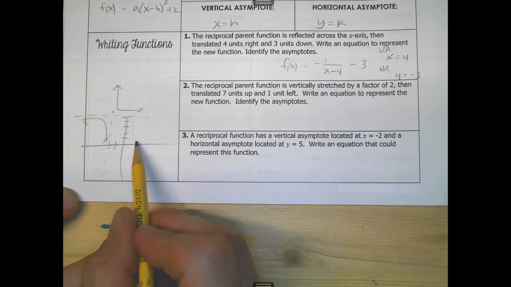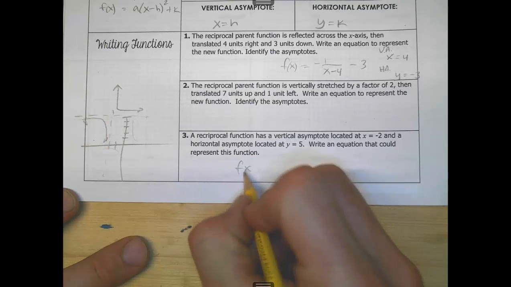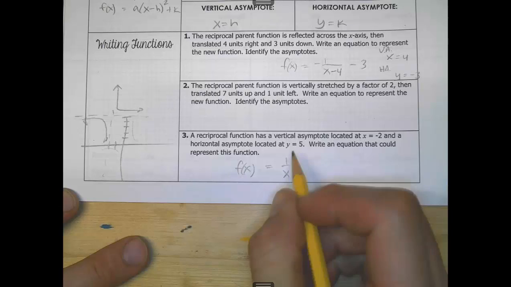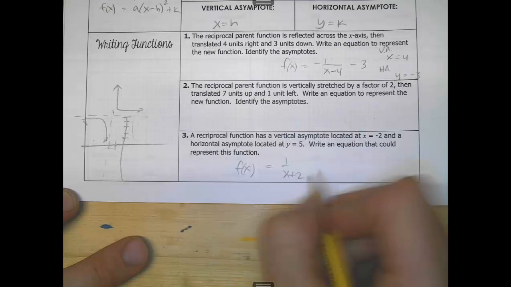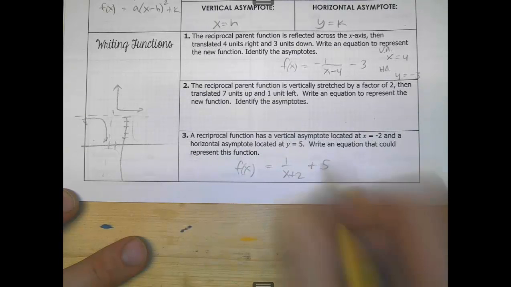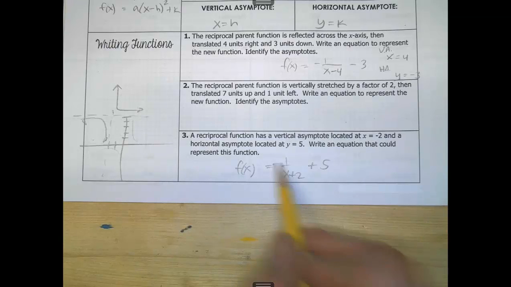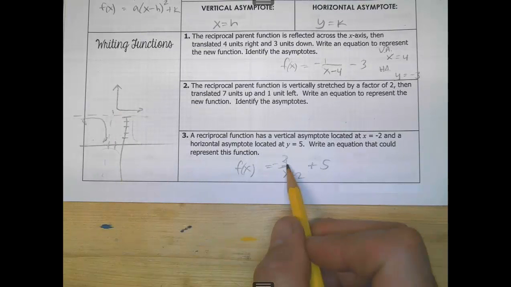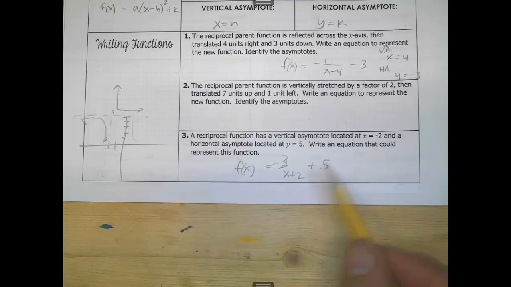So the question is, how has it been shifted? Well, it's been shifted back 2 units, and then up 5. So I'm going to take my parent function, 1 over x, and do those shifts. Back 2 would be adding 2, and up 5 would be adding 5, like that. That would be an example of a function that would do that. Now, there are multiple answers. You could have a negative here because it didn't say whether it was reflected. You could change this number to a 3 or a 4 or any other number because it didn't say whether it was vertically stretched. It just told us where the asymptotes were. So we need to go 2 to the left and up 5, which we did.